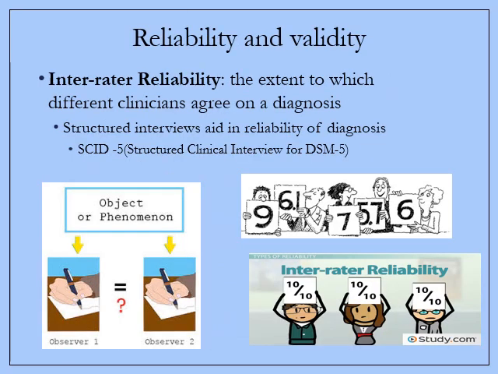Reliability and validity are always extremely important in any classification system. There's a lot to be said about reliability and validity when it comes to especially the DSM and making diagnoses, but I've chosen one type of reliability and one type of validity to talk about.